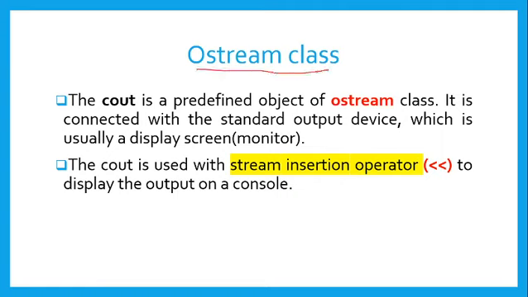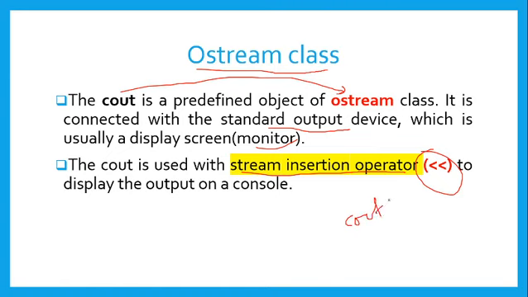Ostream class, output stream class. Inside this ostream class, cout is a predefined object. It is connected with a standard output device, which means the monitor. Cout is used with the stream insertion operator. Don't forget this. So how do we use cout? Cout and this sign. So cout is the object and this sign is called the stream insertion operator, which is used to display the output.